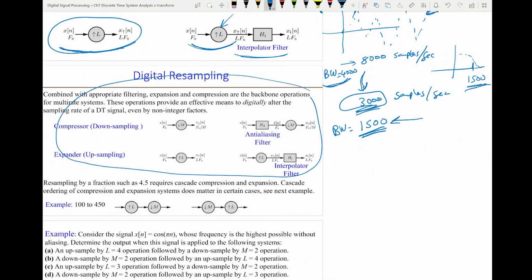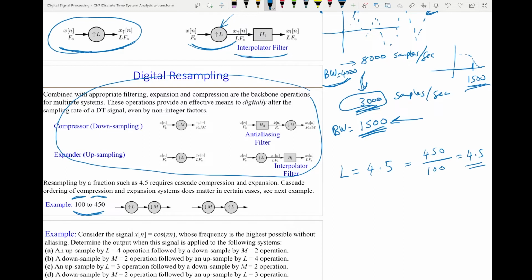Now, what if we want to upsample the signal not by a factor of 2, 4, 8, but by a fraction, something like this? I have a signal with 100 samples. Now I want to increase it to 450. So that means L is 4.5, basically the new sampling rate divided by the old. So I want to upsample it by 4.5. So how do we do this one?